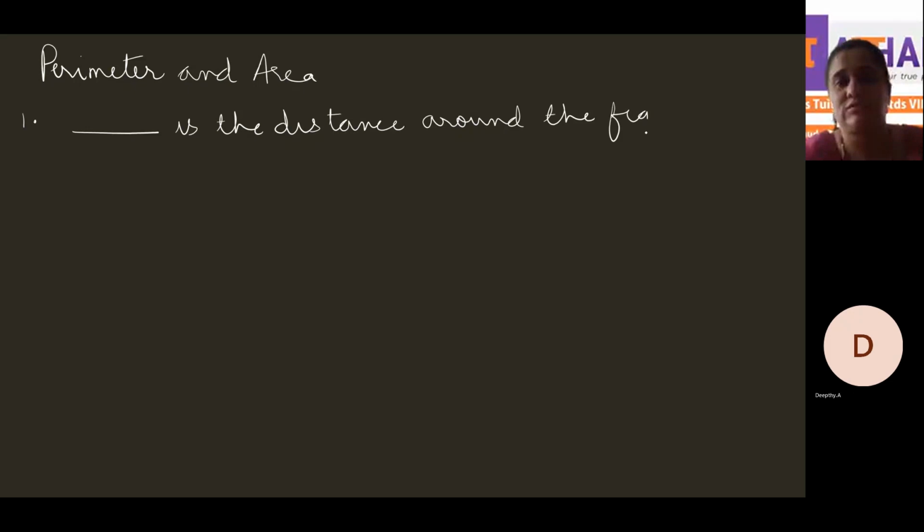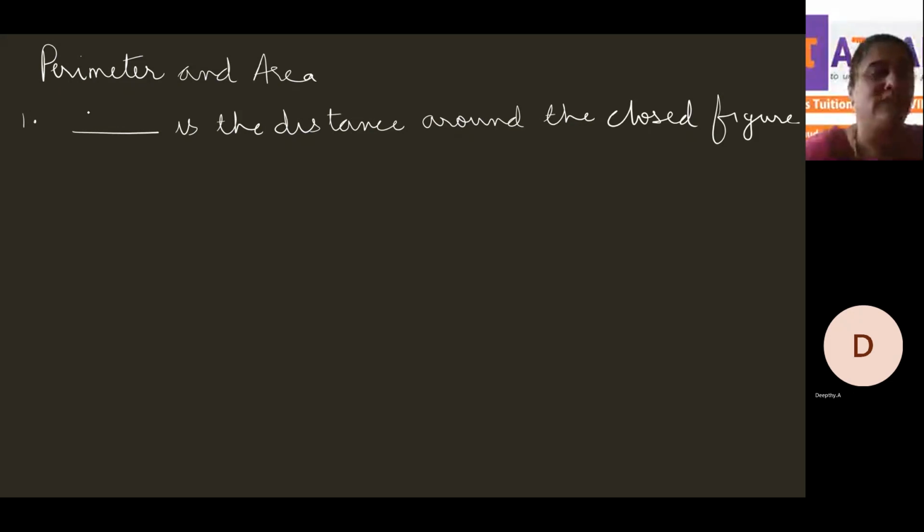What's the answer for this? What do you call the distance around the figure? Perimeter. Okay, let me say dash is the distance around the closed figure. Just like this. Write down. What is the distance around the closed figure? Perimeter. Yes or no? Note this down. Please write down along with me.